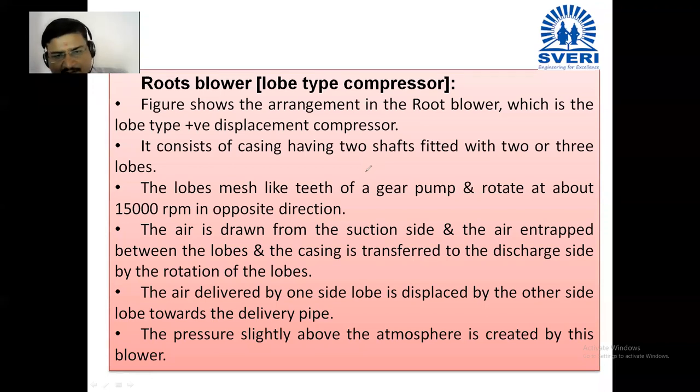Yes, good. So now the lobe type compressor is known by which other name? Root blower. Root blower. Absolutely correct. Yes, now the construction and working we have seen here. Okay, now let us move towards our next topic.